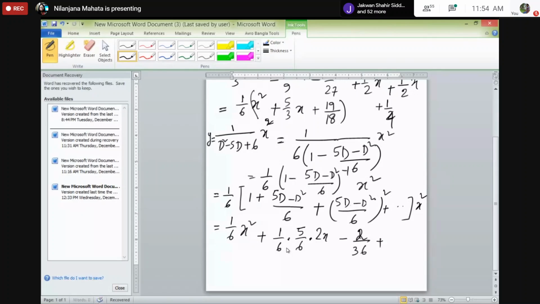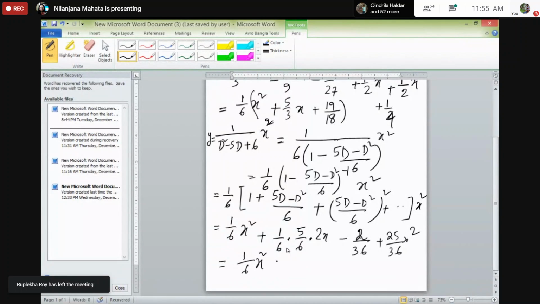And remember, from this, the first term will be square, the next term will be cube, and the last term will be d to the power 4. So I will take only the square term, that is 25 by 36, d square operated on, that is 2. So simplify this and you will get 1 by 6 x square plus, since I have taken out the common 1 by 6 here, 5 by 3x, this is 1 by 18, and so this is 2 by 18. That will be the same as the previous one, right?